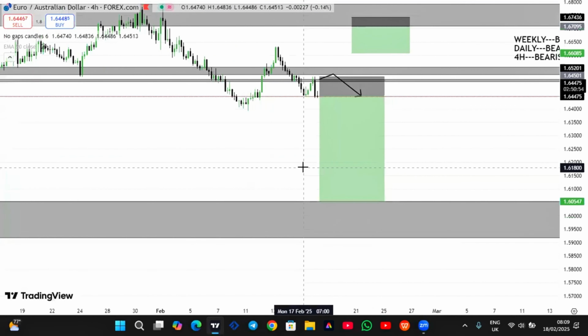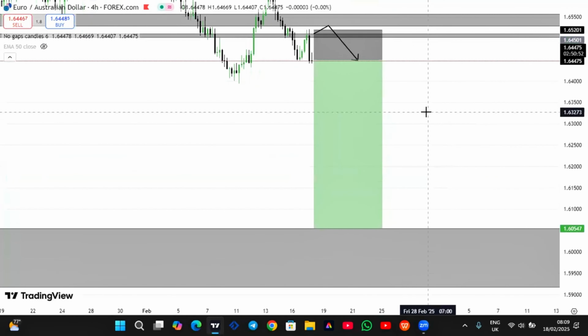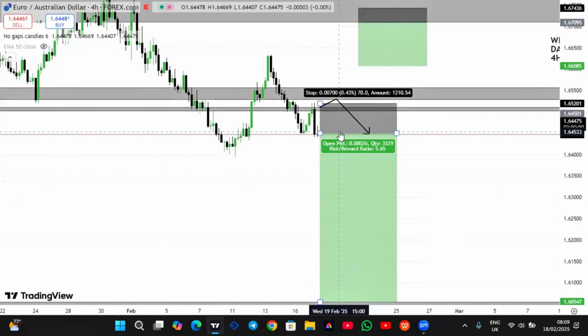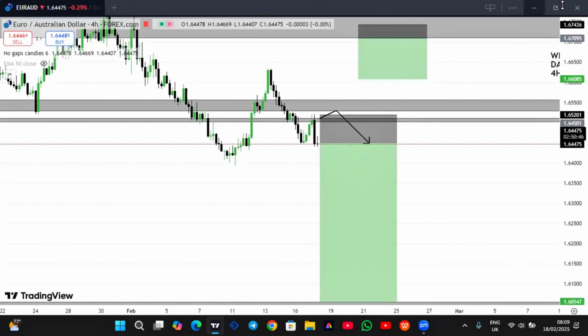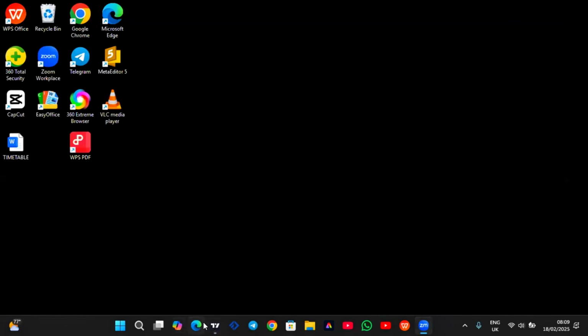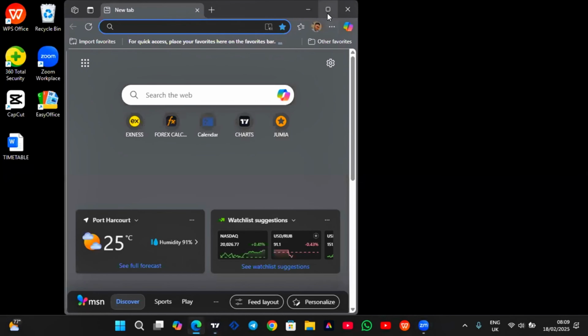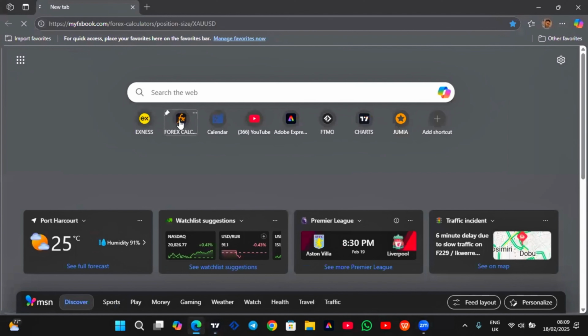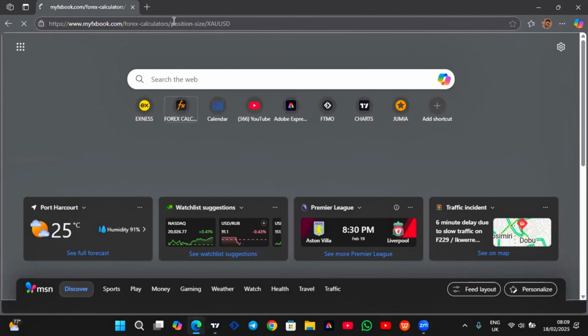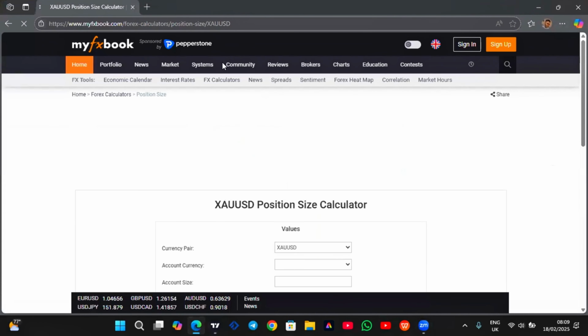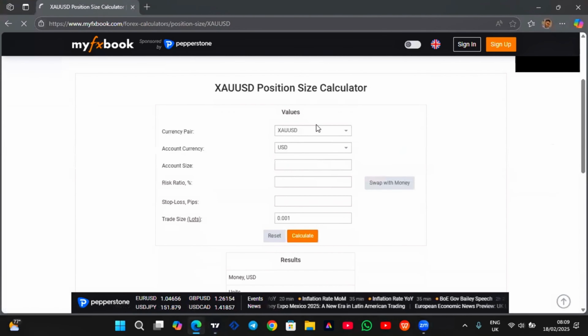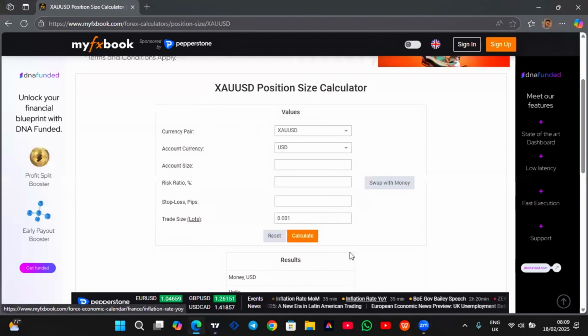So now let's go ahead and calculate our risk. Let's do it together, let's do it live, how I enter my trades. My stop loss is 70 pips. So we'll just go ahead to our position size calculator. I already have it here. The position size calculator I use is my FS book, right? Yeah, I have my position size calculator.